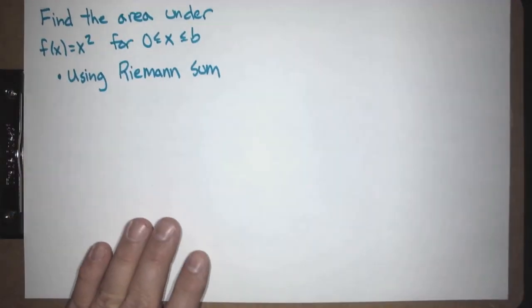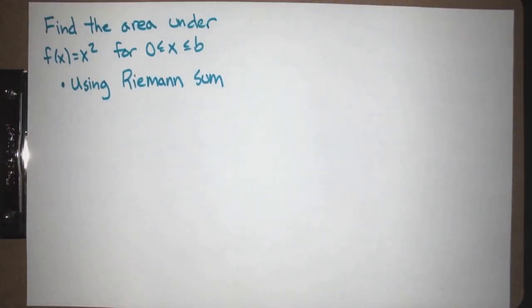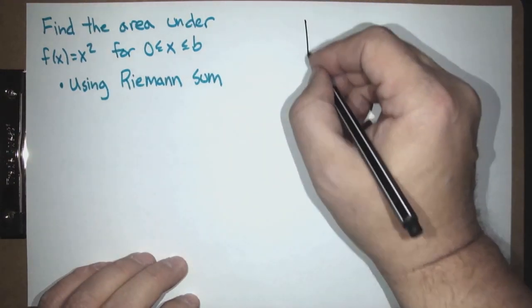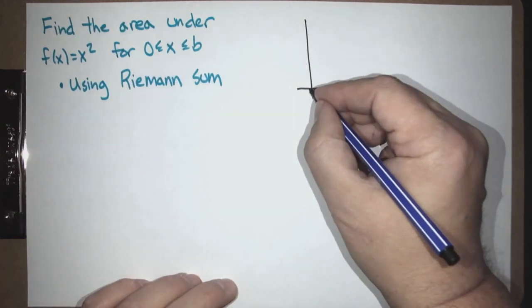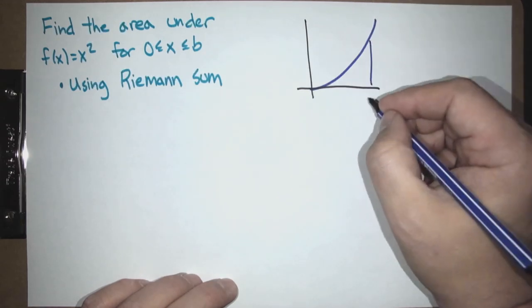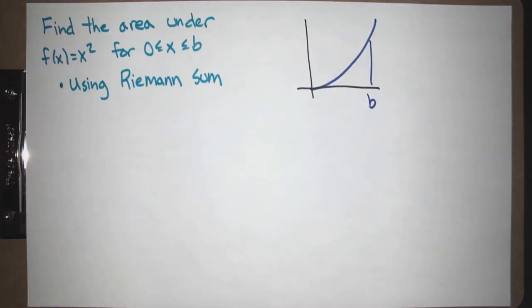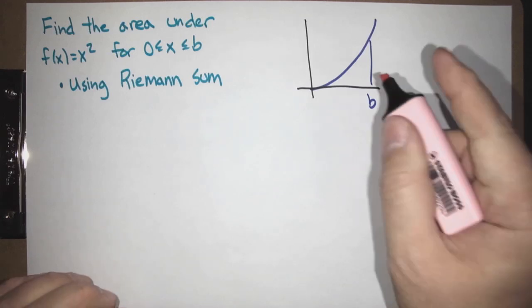No. We're going parabola. Find the area under f of x equals x squared. x goes from 0 to b, and we're only using Riemann sums. Now, why only Riemann sums? Because we don't have a slick formula for this shape. So we don't have something to fall back on. Okay, so we have our x squared, and we're going from 0 to b. So there's our shape.